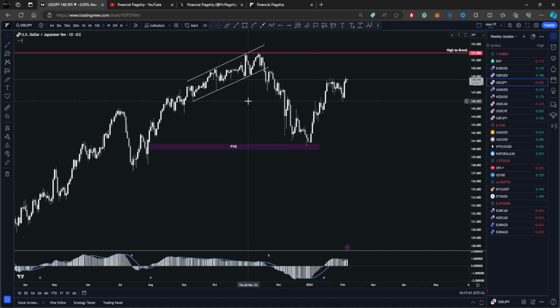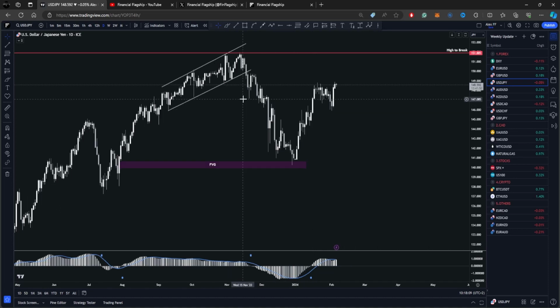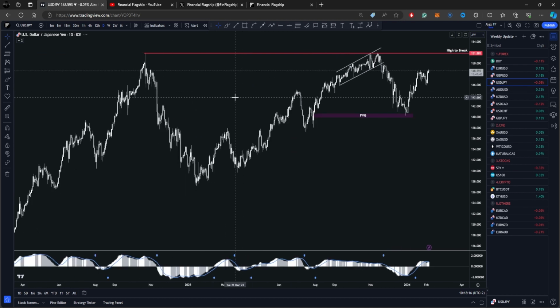Today we're going to do an analysis for dollar yen. We have a trade setup developing and we don't want to miss that because it could give us like 300 and more pips. So let's get going and start off with the daily time frame.